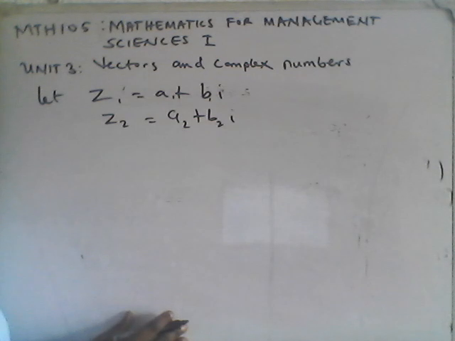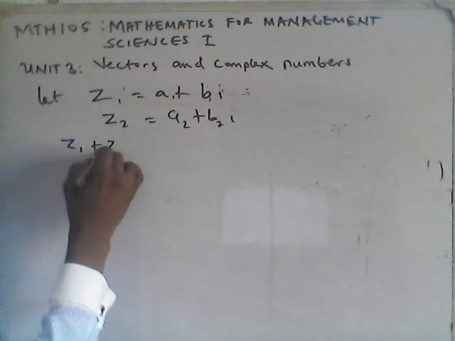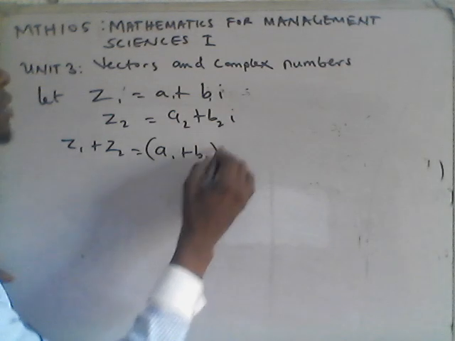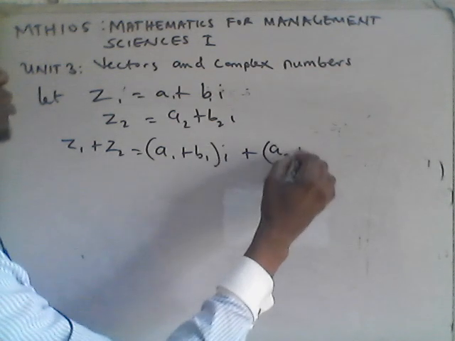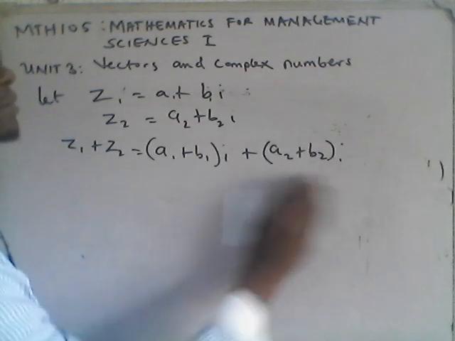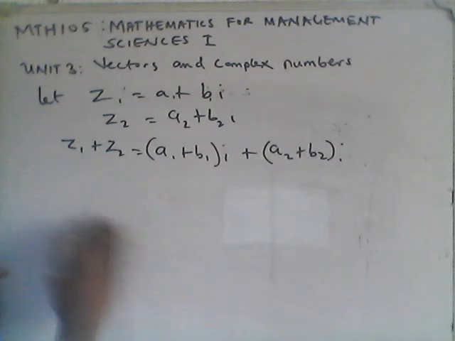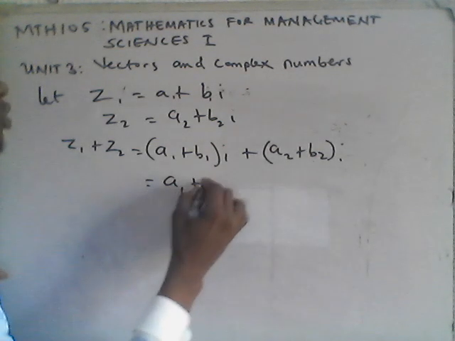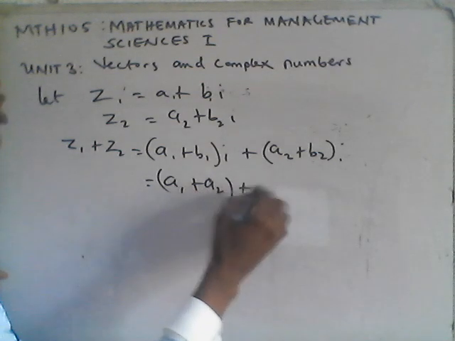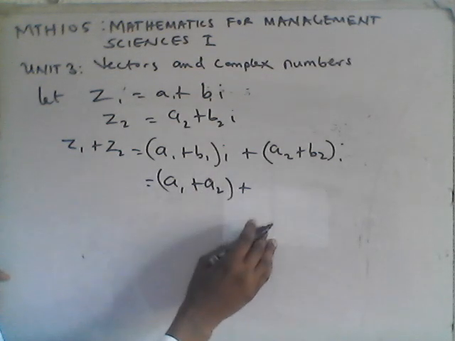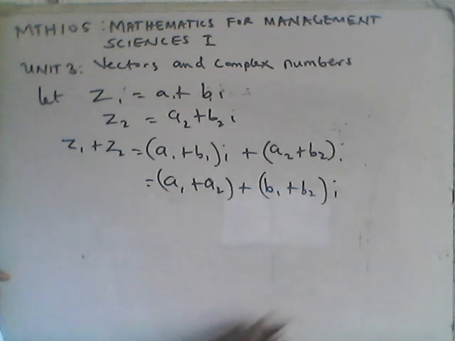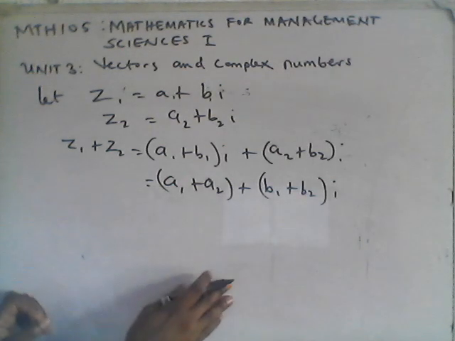So if we are to find the sum, Z1 plus Z2 will now be the whole of this, a1 plus b1i plus a2 plus b2i. Okay, so we can now add the real parts. We add the real parts a1 plus a2, then we add the imaginary parts b1 plus b2, then i. So this is how we can resolve it.